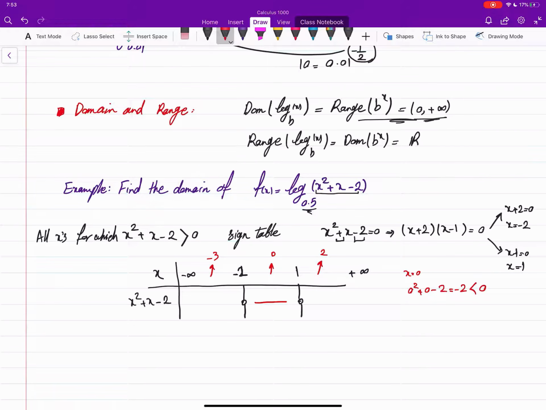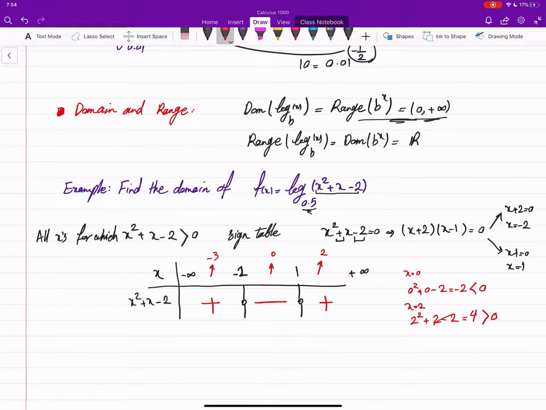So here it will be negative throughout. At 2, we have 2 squared plus 2 minus 2. These two cancel and we get 4, which is positive. So this is positive. Plug in -3, you get another positive sign. So this is the sign table.